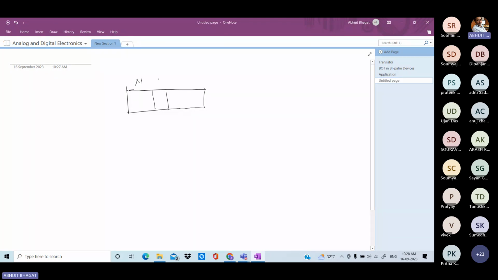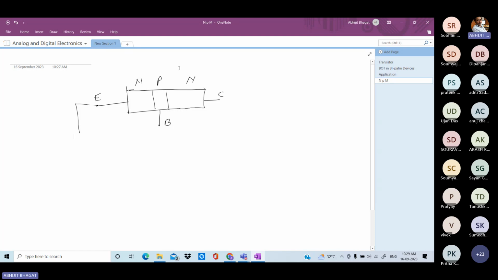N, P, N. So NPN transistor, suppose 3 terminals are there: emitter, base, and collector. Okay. Now when the transistor is used as the amplifier, your emitter base terminal is forward bias. So emitter is N type. You can see here emitter is N type, and your base is P type.